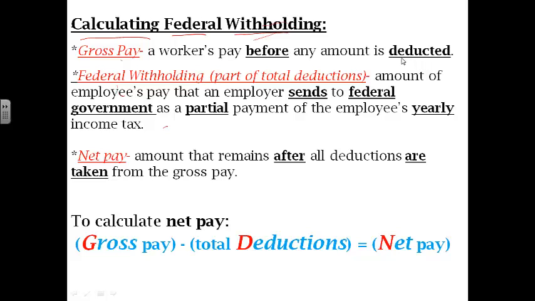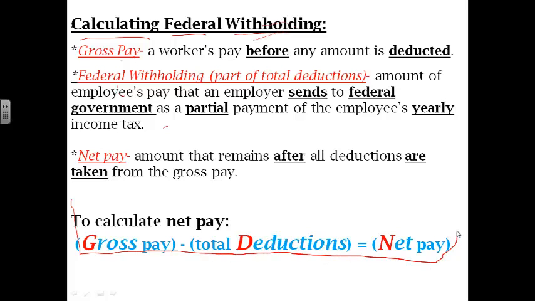So notice my bolds is going to be what you're going to be writing in the blanks. Okay, so federal withholding, which is under net pay, I put this in a different order on my PowerPoint. Federal withholding is an amount of employees' pay that an employer sends to the federal government as a partial payment of the employee's yearly income tax. So federal withholding is just a percentage you give to the government. So net pay is the amount that remains after all deductions are taken from the gross pay.